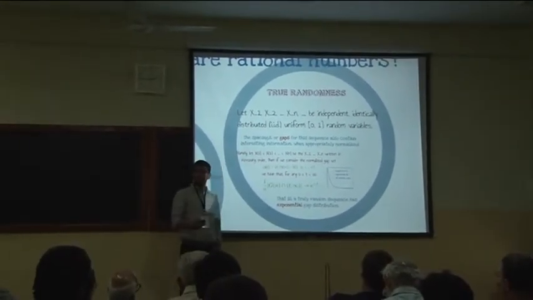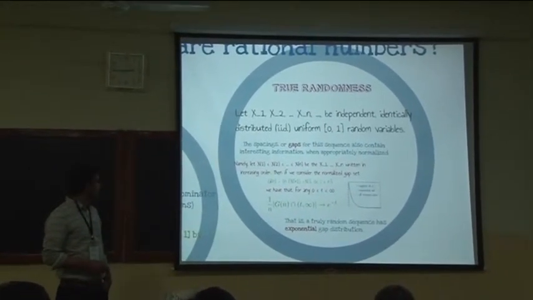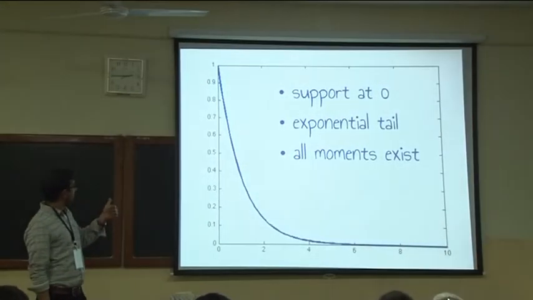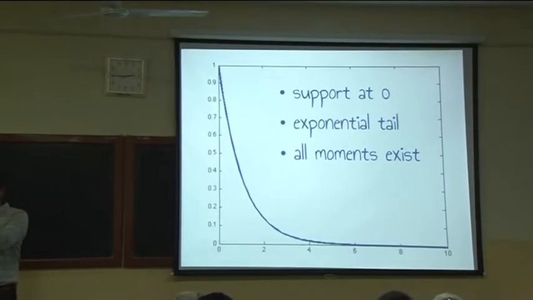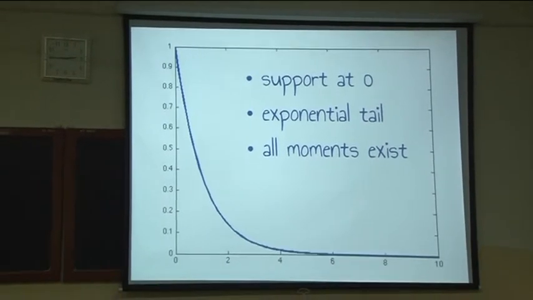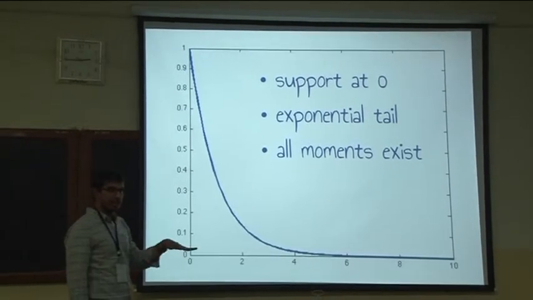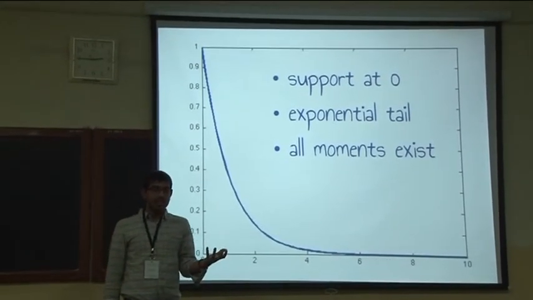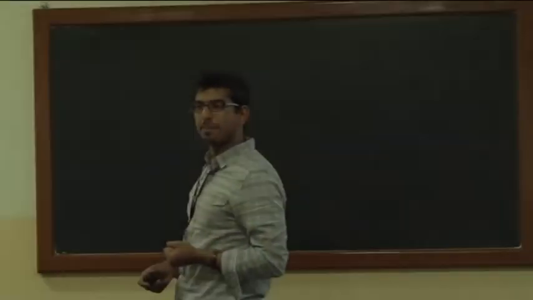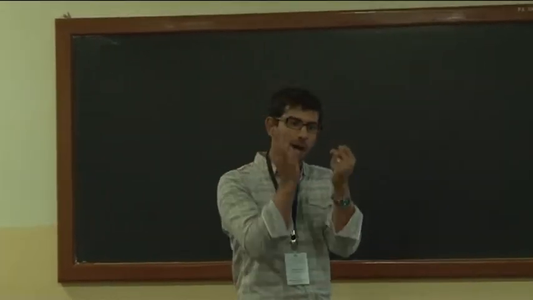That is, one way to say this, a truly random sequence has an exponential gap distribution. Now let's look at the function e to the minus t. What are some things about it? This distribution has support at 0. In particular, you have lots and lots and lots of very small gaps. In fact, it's the mode of the distribution. It has exponential tail, as we saw. And in particular, that means all moments exist. So you can talk about the variance of the gap distribution and the 15th moment of the gap distribution. It's a very well-behaved distribution.